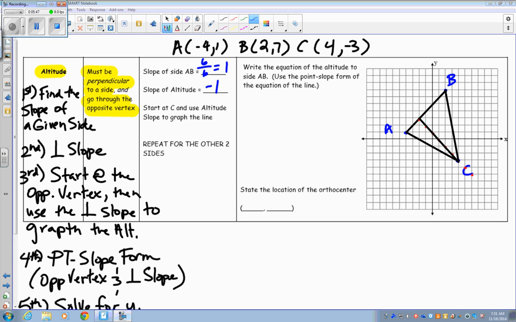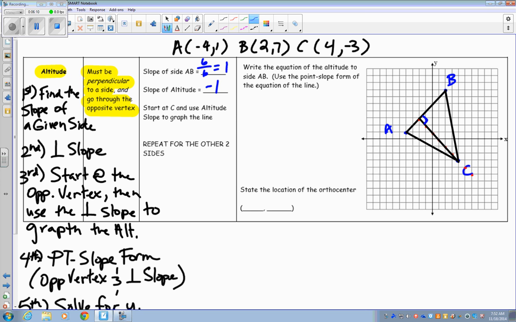All right, so now we have drawn the altitude. Understand that that has to be perpendicular to the side, and it goes to the opposite vertex. And basically, you're going to do the same thing for the other two sides.